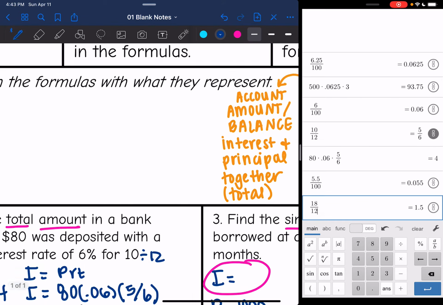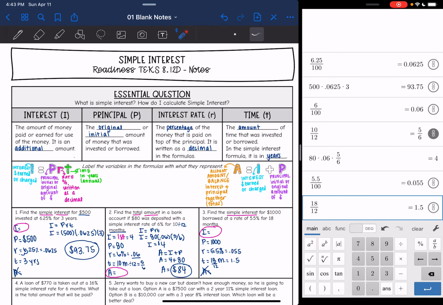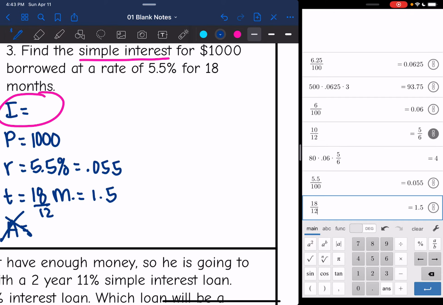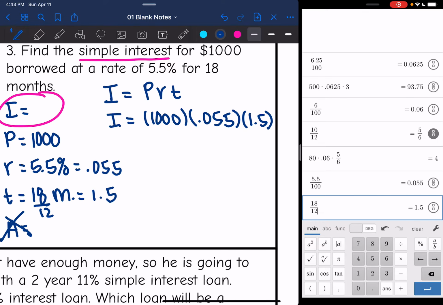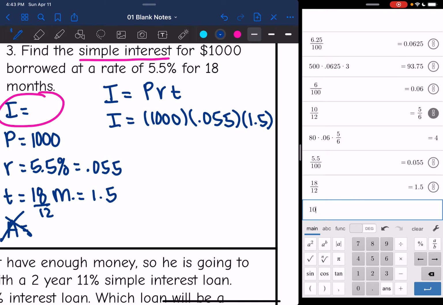Okay, now I'm going to use my formula, I equals PRT, to find the interest. So the interest will be the principal of $1,000 times the rate of 0.055 times the time of 1.5 years. So the interest is 1,000 times 0.055 times 1.5, and we get $82.50.